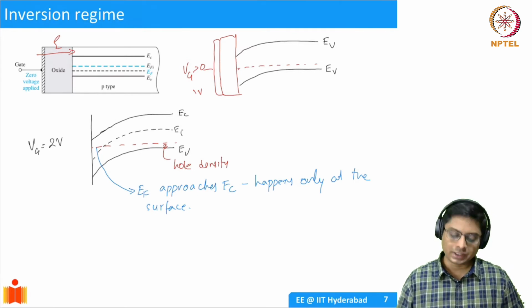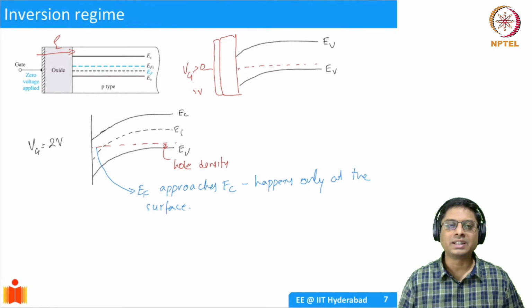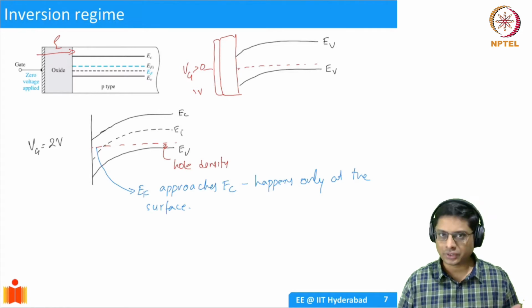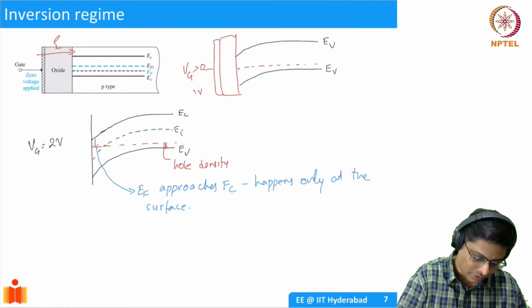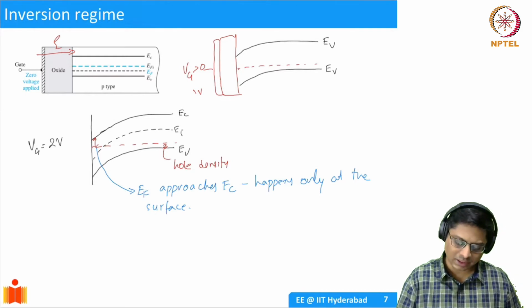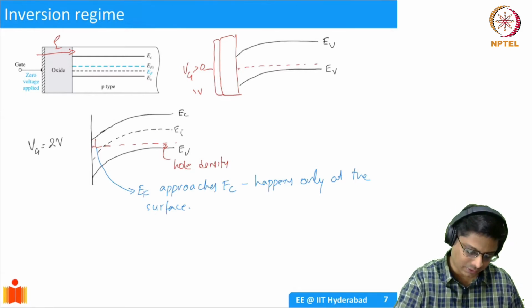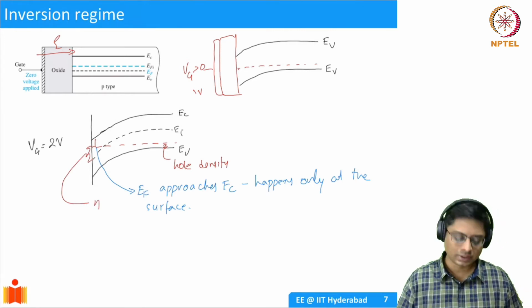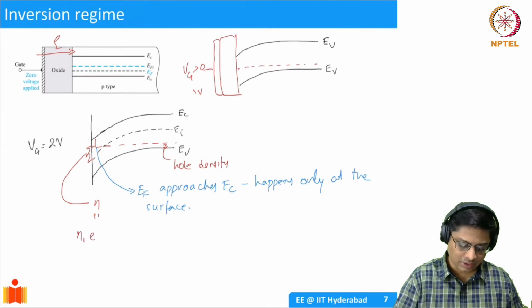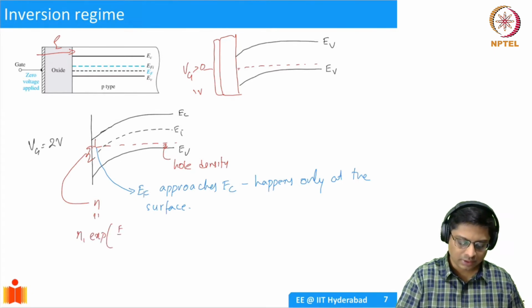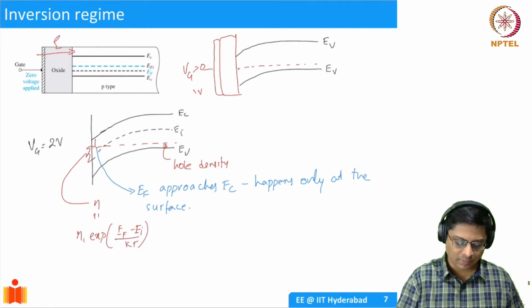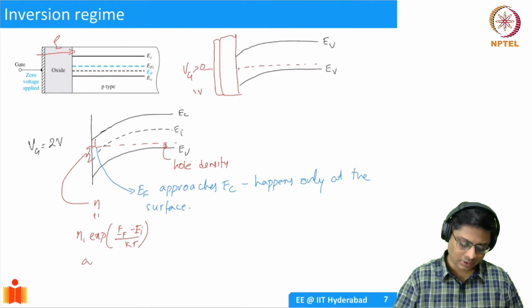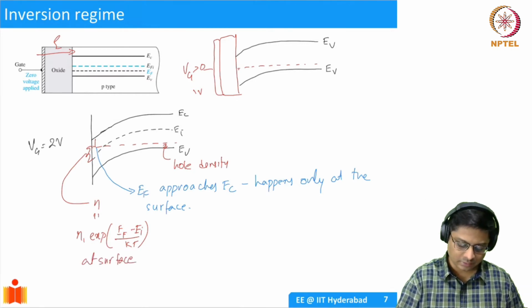Now, what does it mean that EF is closer to EC? It means that there are some electrons there. How many electrons? That will be defined by the distance of EC from EF, or you could also define it as this distance. This will give you the number of electrons. So this is essentially equal to n equals Ni exponential of EF minus EI by KT. That is the number of electrons at the surface.